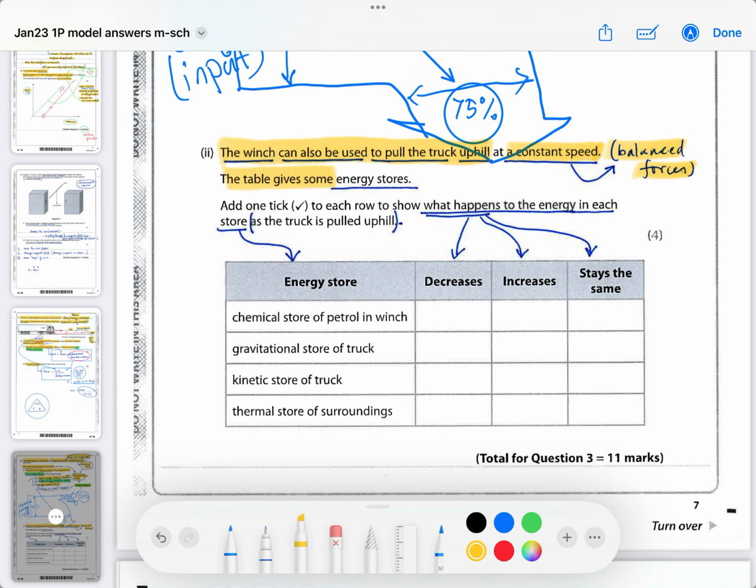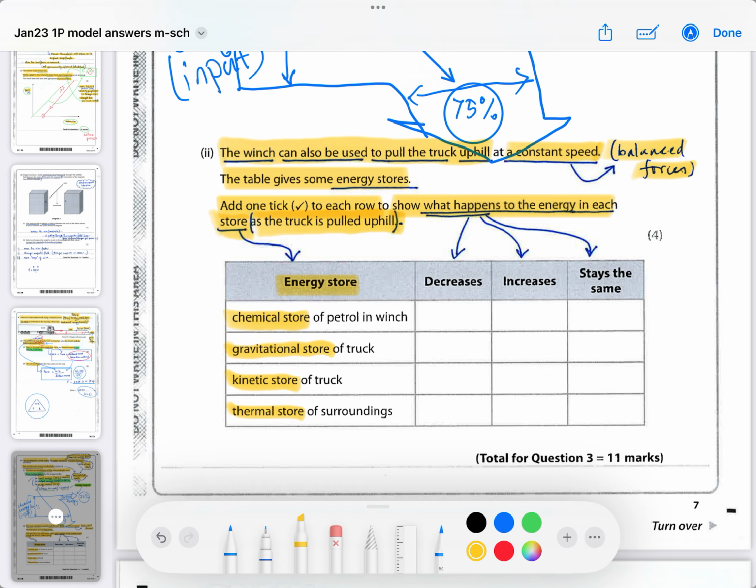The table then gives some energy stores. Okay, so here are the energy stores. And they want you to place one tick to each row. So here there's 4 rows. Chemical store, gravitational store, kinetic store, and thermal store. These are the energy stores that they want you to put a tick against. So they want you to only place one tick in each row to show what happens to the energy of each of these stores, okay, as the truck is pulled uphill.